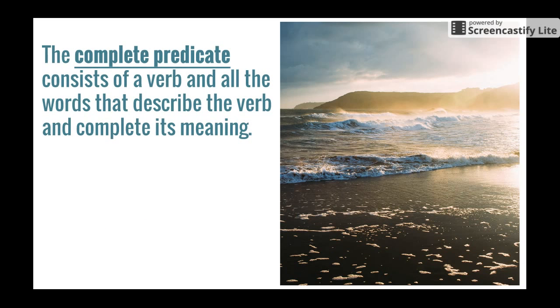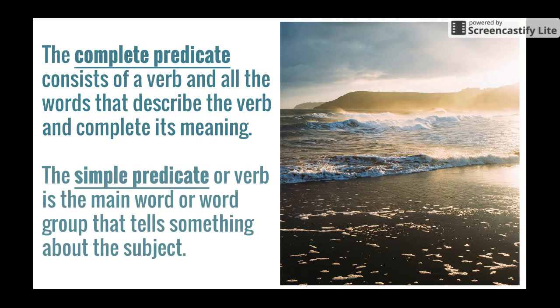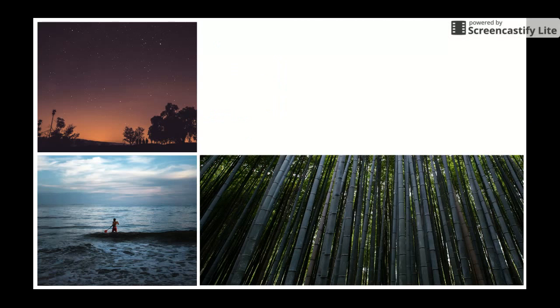Let's recap. The complete predicate consists of a verb and all the words that describe the verb and complete its meaning, and the simple predicate, which is a part of the complete predicate or verb, is the main word or word group that tells something about the subject.